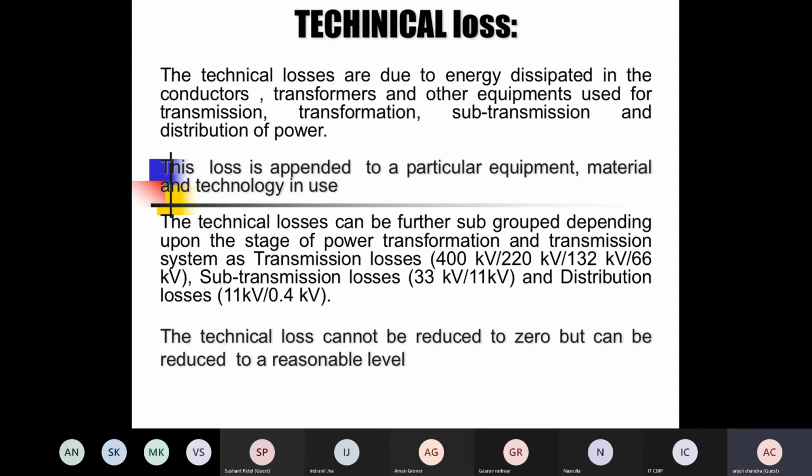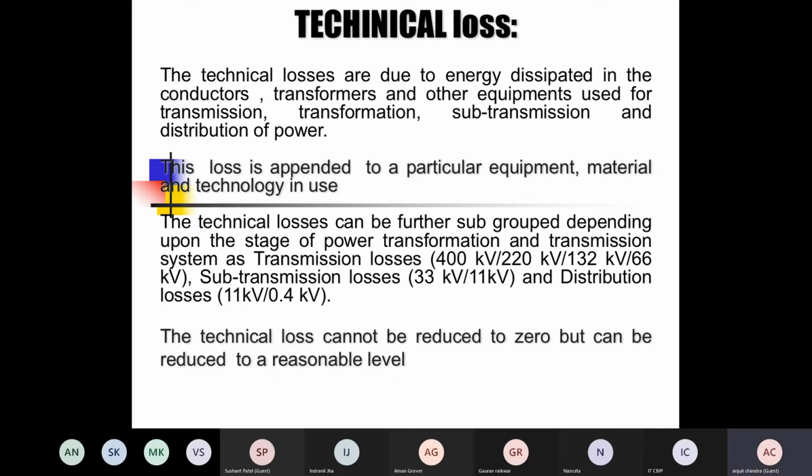The technical losses are due to energy dissipated in the conductors, transformers, and other equipment used for transmission, transformation, subtransmission, and distribution of power in all the equipment, lines, and transformers. This loss is appended to a particular equipment or material and technology in use.